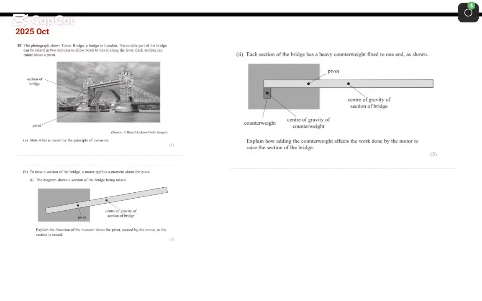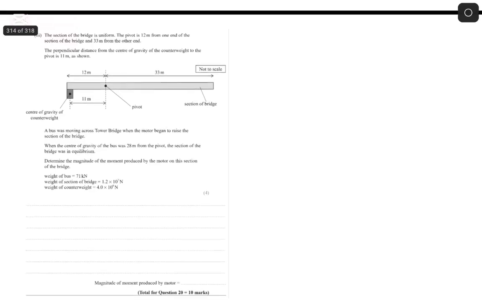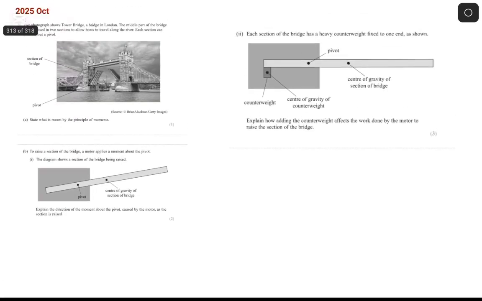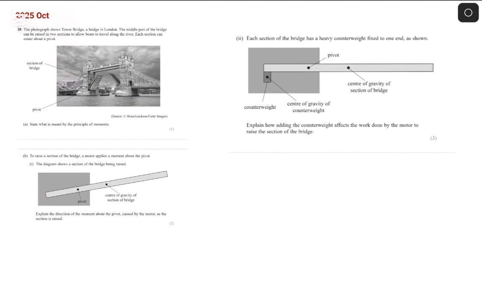Okay, welcome back to another exam walkthrough. We're going to be doing October 2025, question number 20. We've got part A and we've got part B. So I want you to pause the video and do the question. If you want to go for the mark scheme, you can go to the end of the video.